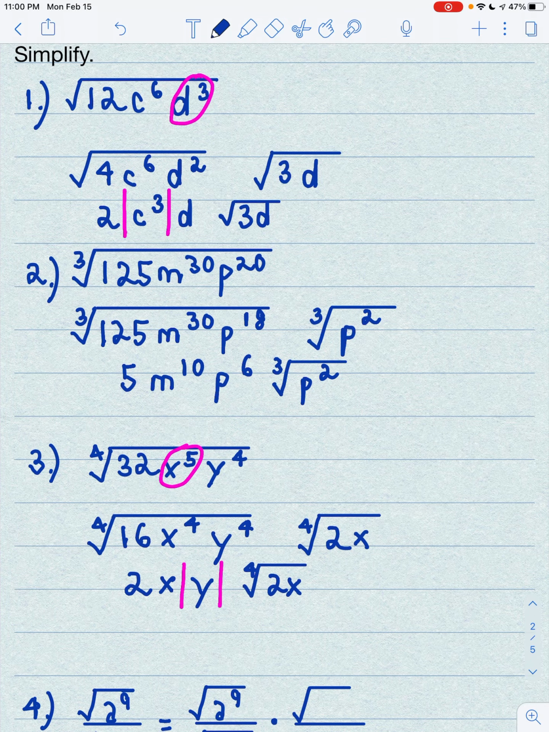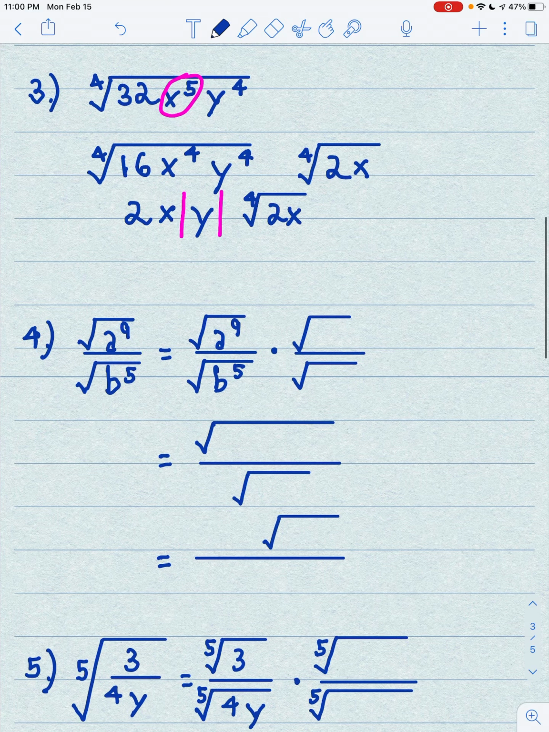All right. Let's move down to some fractions where we have to rationalize. So we've got the square root of a to the 9th over the square root of b to the 5th. What I need to do is create a perfect square. B to the 5th is not a perfect square because 5 is not evenly divisible by 2. But if I multiply by just one factor of b to the 1st, that's going to make the denominator become the square root of b to the 6th. And that will be a perfect square.